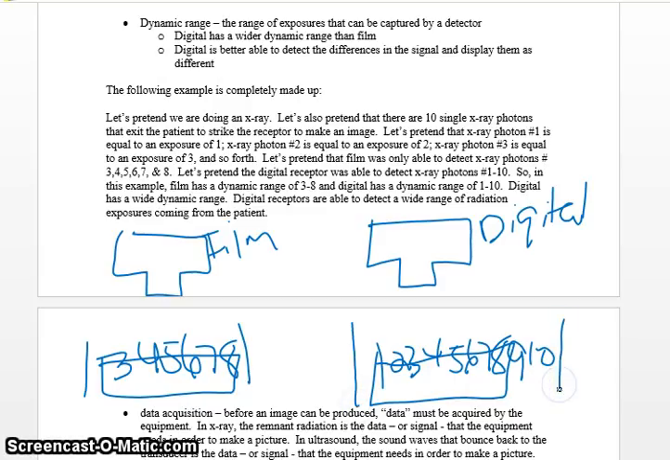And because it has a wider dynamic range, it is better able to detect the differences in the signal, and so it will display them as different shades of gray. So again, having a wider dynamic range ultimately means that there's more shades of gray, but you have to understand that the reason there is more shades of gray is because it is more sensitive and is better able to detect those differences in the signal. So once again, digital has a wider dynamic range. It is more sensitive. Therefore, it will display them as different. Therefore, there will be more shades of gray.